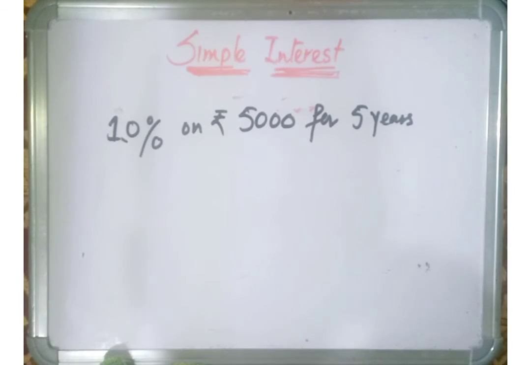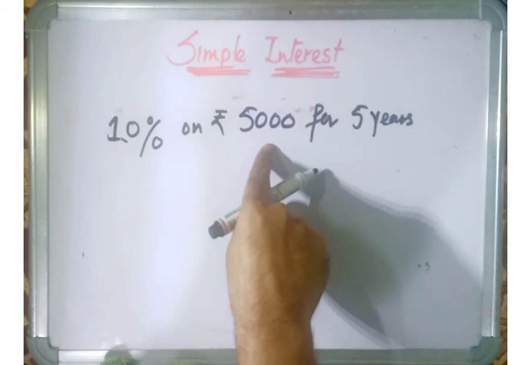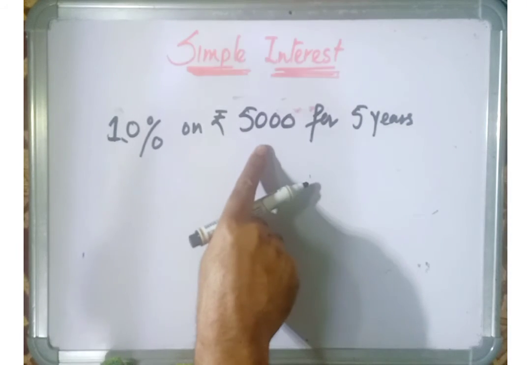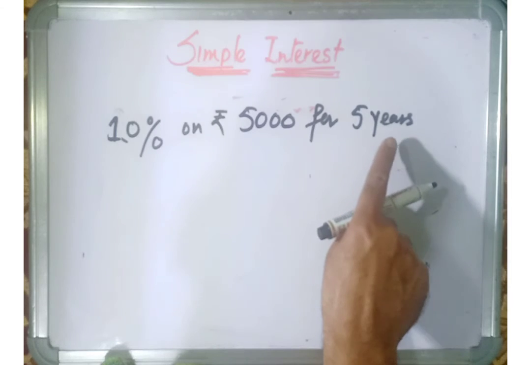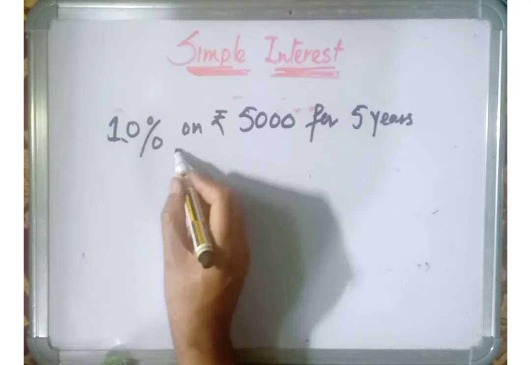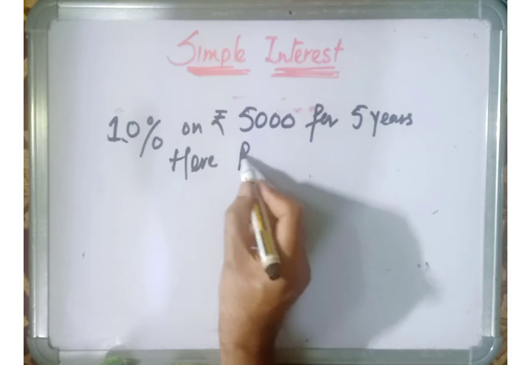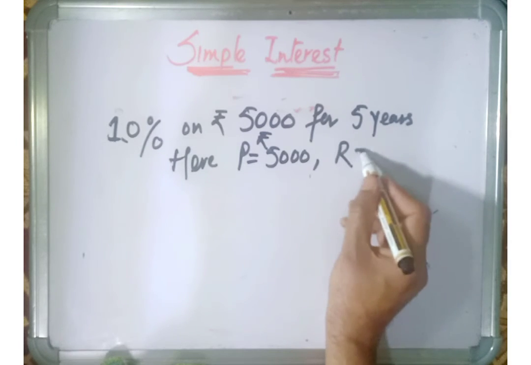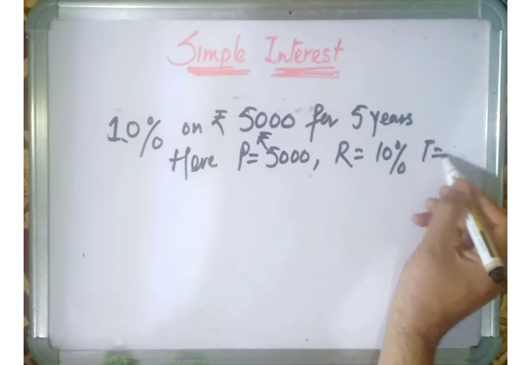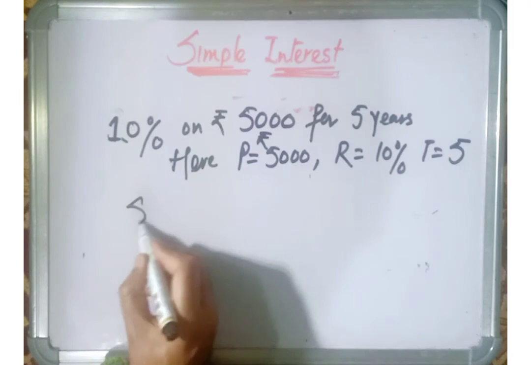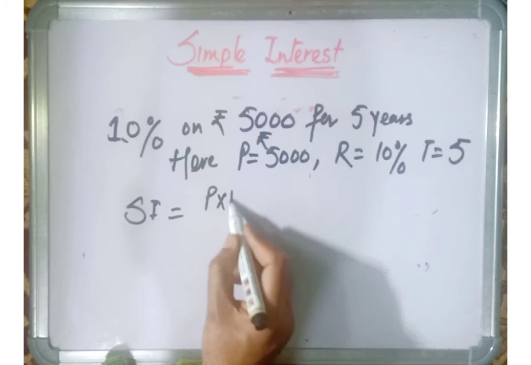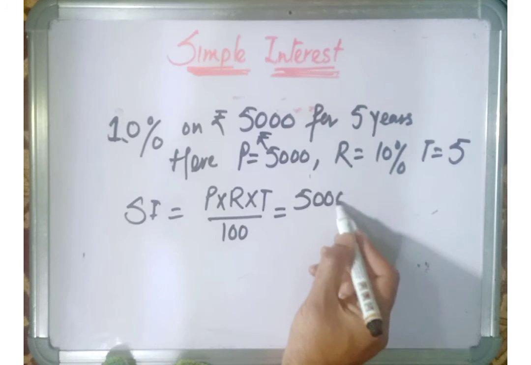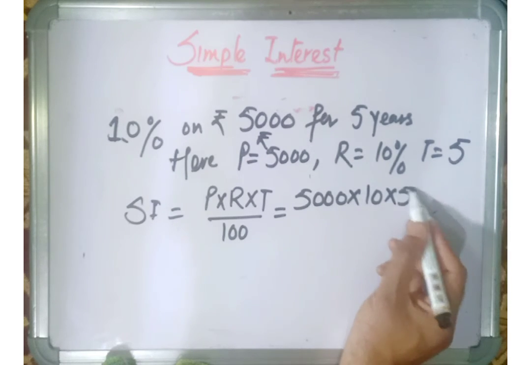Let's take another example: 10% on 5,000 rupees for 5 years. You have to calculate the simple interest of this amount. The rate is 10% and the time period is 5 years. In this case, principal is equal to 5,000, rate is equal to 10%, and time is equal to 5 years. So the simple interest will be P times R times T divided by 100, that is 5,000 into 10 into 5 divided by 100.